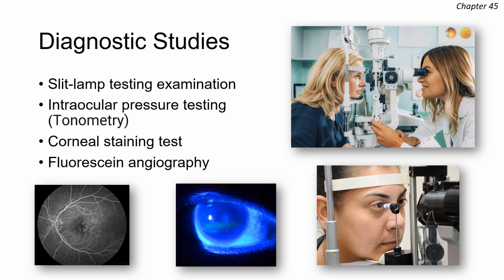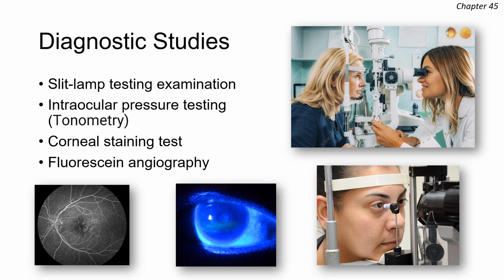Then we have corneal staining test, which is this blue one. This is when there's a yellow-orange dye that is in eye drops, and it's placed on the eye. And then when you shine the light, it will show any abrasion easier than just looking at it.